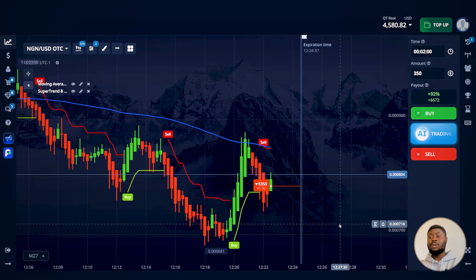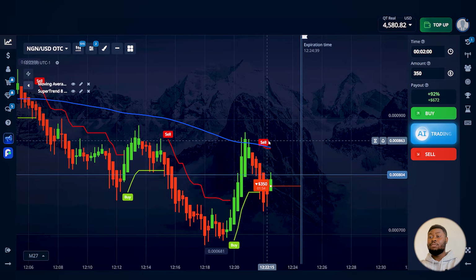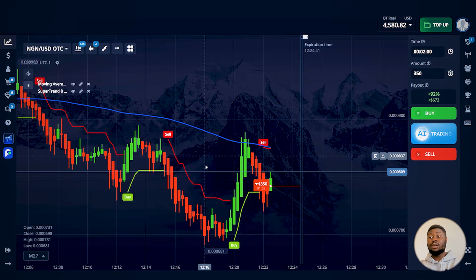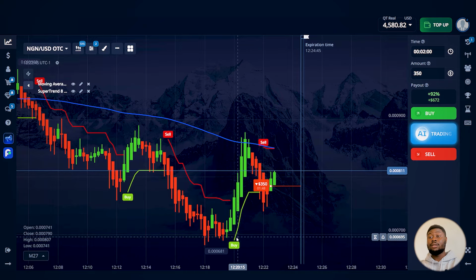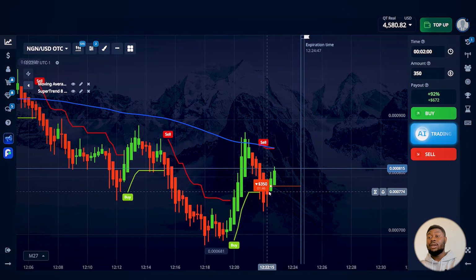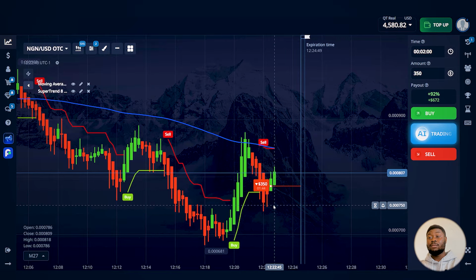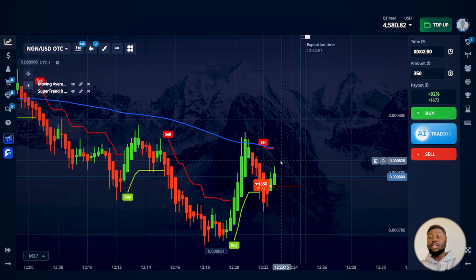The price chart is below the moving average line, which means that a downtrend prevails in the market. The super trend indicator also indicates a decrease in price. A red trigger appeared above the price chart, which means a downtrend has begun.